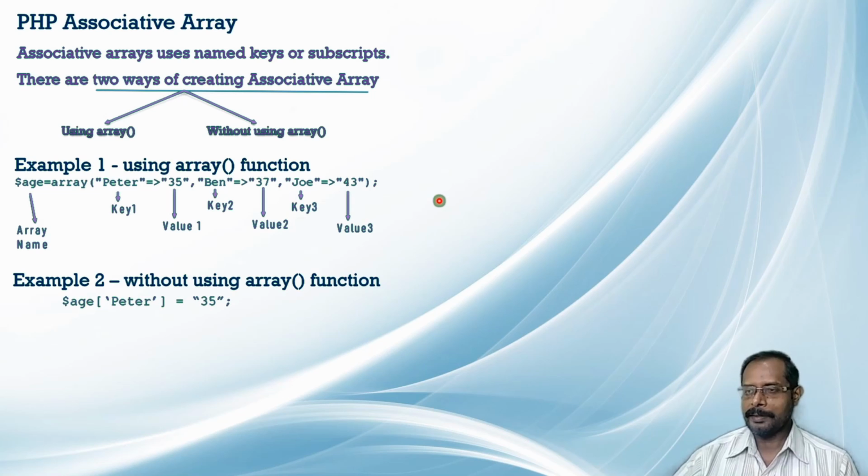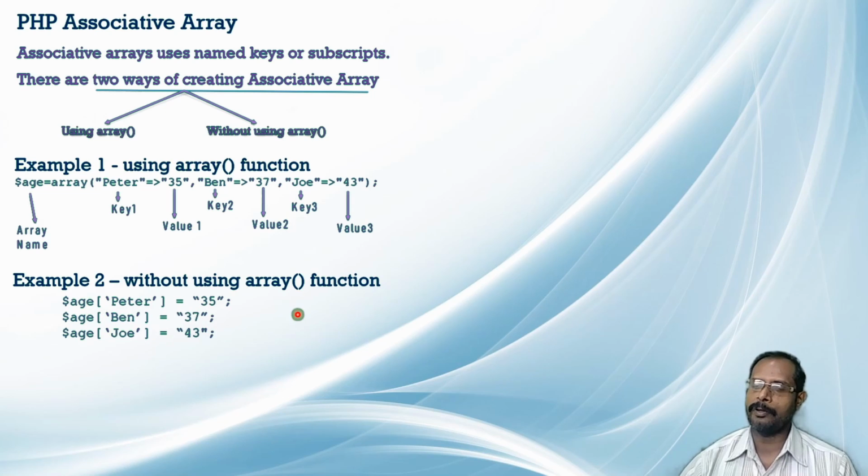$age of Peter is equal to 0. Now concentrate on this part. Here in the previous slide we used 0, 1 and 2. Those are numeric values, so those arrays were indexed arrays, but since these are associative arrays, the key will be a named key or a string. So $age of Peter is 35, $age of Ben is equal to 37, $age of Joe is equal to 43.